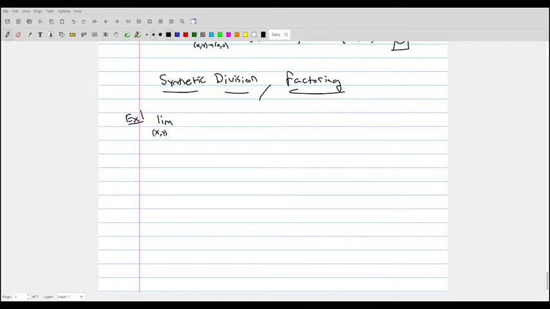as (x,y) goes to (0,0) of x cubed minus x y squared plus y x squared minus y cubed over x plus y.